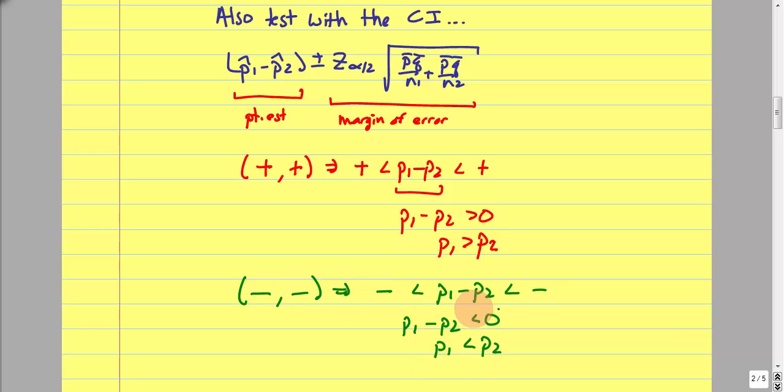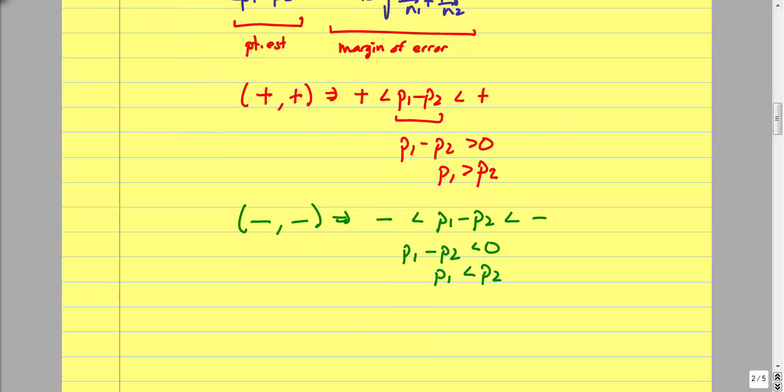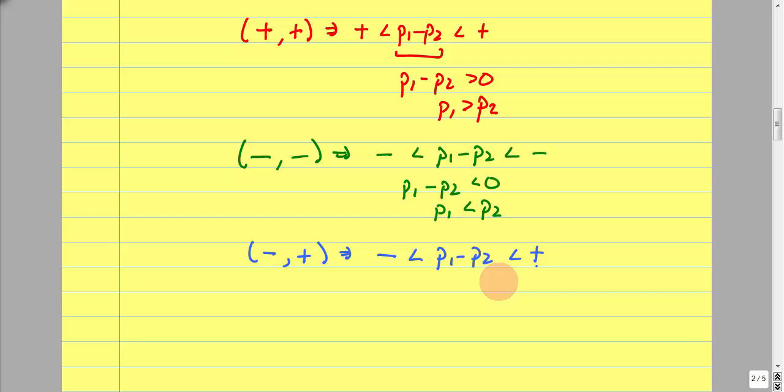If the entire interval is negative, P1 is less than P2. Now what if I have an interval that goes from negative to positive? I start out with some negative value and go to a positive value. Because I'm going from negative to positive, it's not all greater than 0 and it's not all less than 0. In fact, it contains 0. So this interval contains 0.